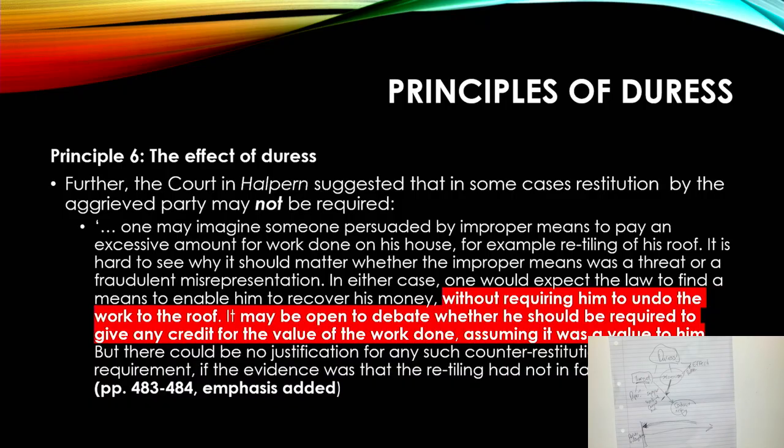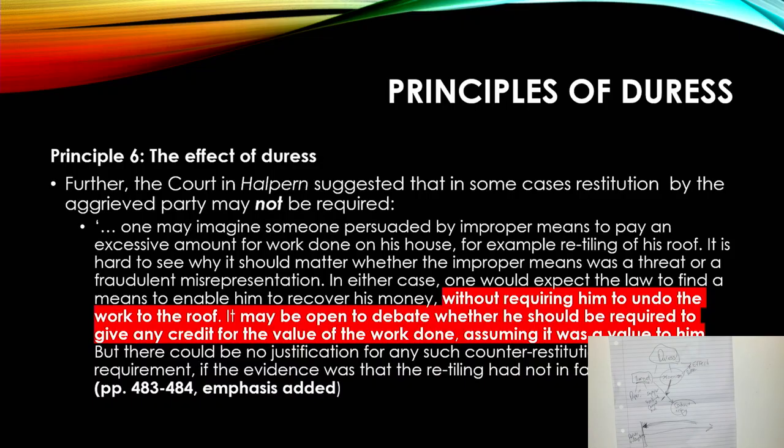It's saying that if you have that situation where the tiler has strong-armed the owner of the house into allowing him to retile the roof, okay, saying, look, I'm going to tell your wife you've been having an affair, or something like that, right? Like that's duress. That's a threat. That's improper, right? And so the person's like, okay, I'll pay you to do this job. And then midway through the job, the roof is about half done, the tiler tries to enforce the contract of payment. The owner of the house disputes this. It goes to court. The owner raises duress as a defense.